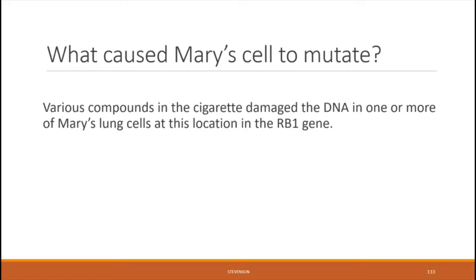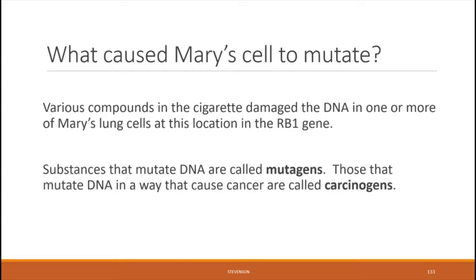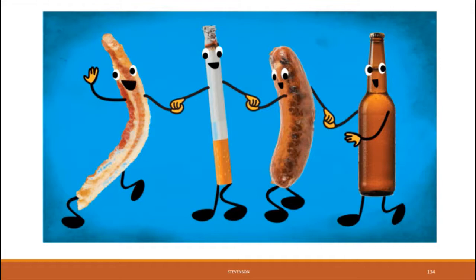So obviously, this mutation caused a non-functional version of the protein to be made and allowed the cell cycle to get out of control, resulting in the cancer. But what caused that mutation to arise in the first place? Well, the overwhelming likelihood is that various compounds inside of the cigarette damaged her DNA at the location of this particular letter in the RB1 gene. Substances that mutate DNA are referred to collectively as mutagens, and substances that mutate DNA in ways that cause cancer are called carcinogens. Here are some of the more well-known, well-understood mutagens and carcinogens.